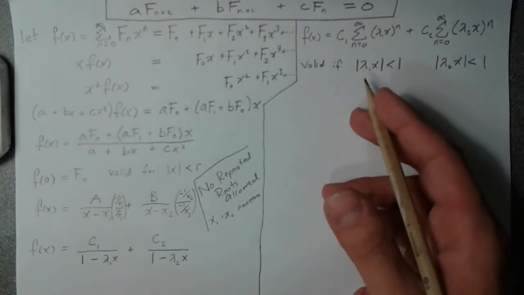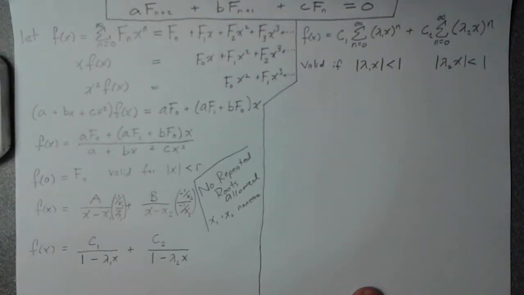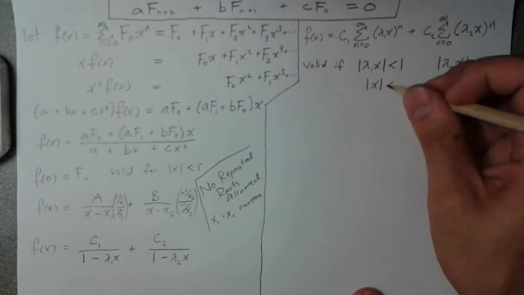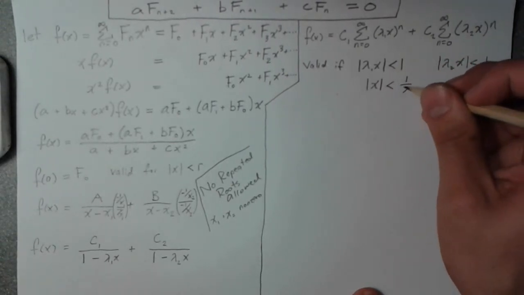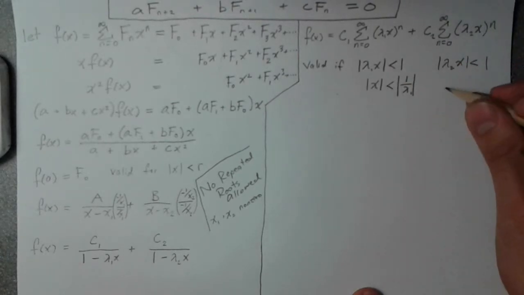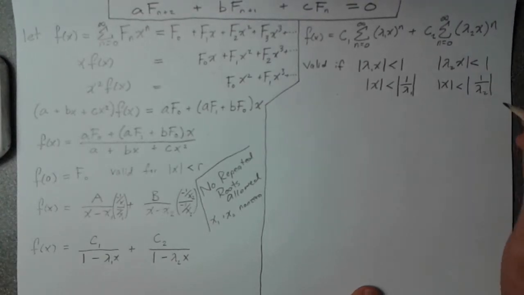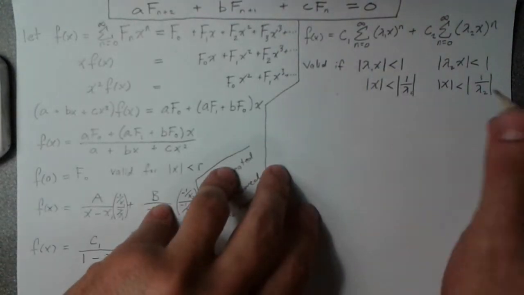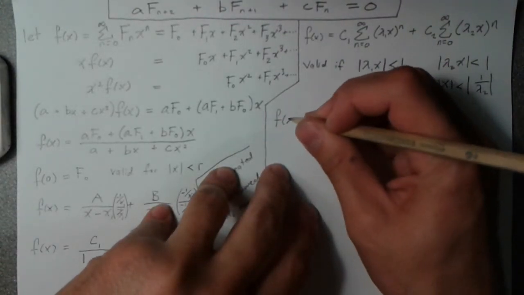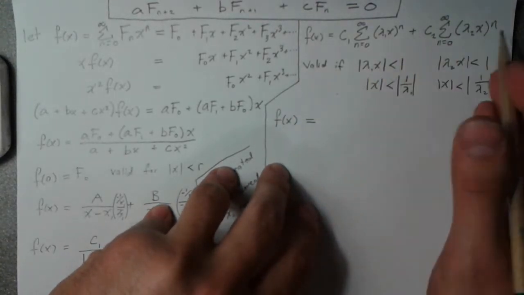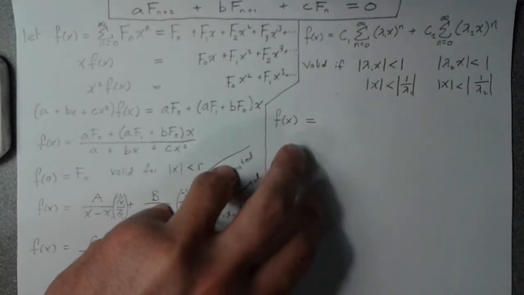And so I can rearrange these to find out what that tells me about x. This one tells me that x must be less than 1 over lambda 1, and here x must be less than 1 over lambda 2. And so what I can do is take this f of x here and just combine these. These are just two series. I'm assuming they're convergent. I'm only using the convergent part of them.